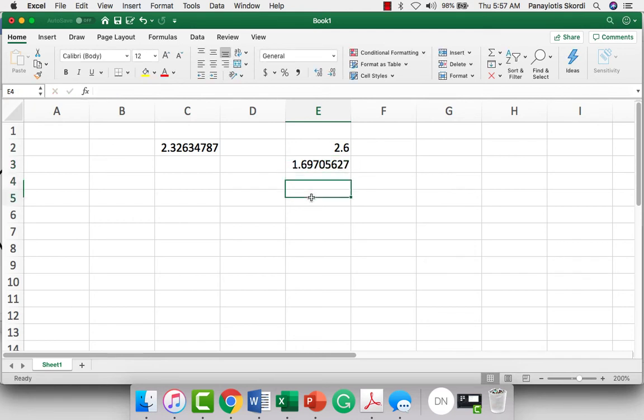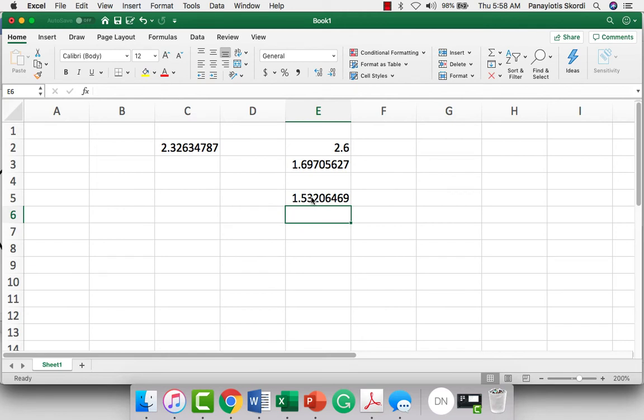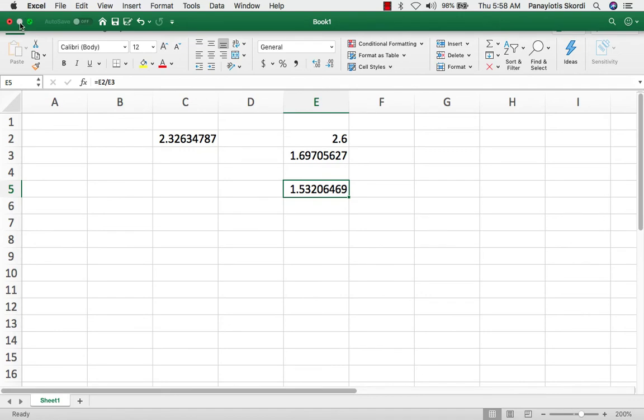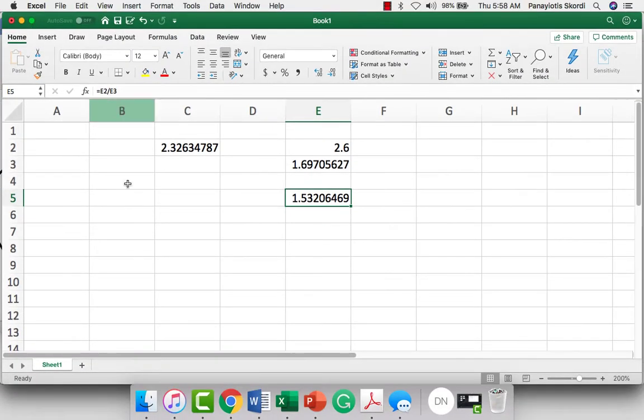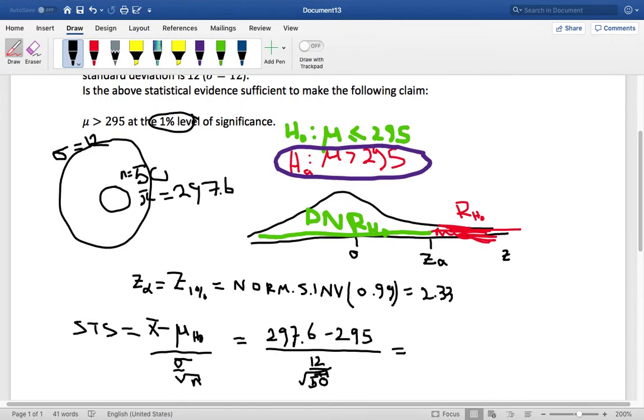Okay, so now I have to divide these guys out. So it's going to be 2.6 divided by 1.697, giving me 1.532. So let's come out of this. Let's go back into here. So the test statistic is equal to 1.532. So where does that fall?